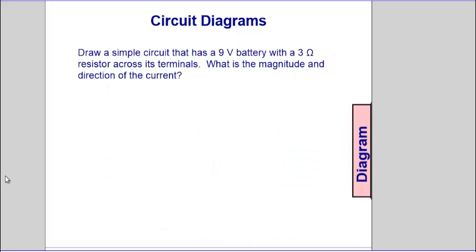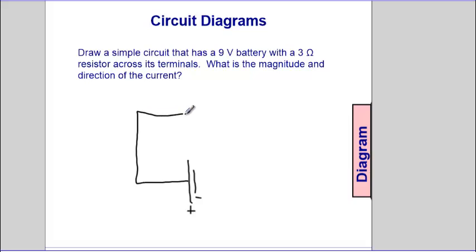So we're going to draw a simple circuit that contains a 9-volt battery. I'll just demonstrate so you can see what this process looks like, and then a 3-ohm resistor across its terminals. We'll start off by drawing a battery, and when we do that, we usually draw one long line and one short one. The long one is the positive terminal, the short one is the negative, and then we have a conductor which goes up.